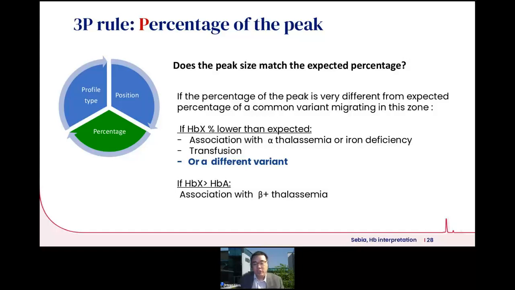So the last consideration in the 3P rule would be the percentage of the peak. Right? If the variant percentage is lower than expected, it's important for you to consider that maybe the condition is associated with alpha thalassemia or iron deficiency. Or it could potentially be an underlying transfusion that is missed out. Right? Or it could be a different variant. All right. So if the beta variant is greater than hemoglobin A, it's important for you to consider that it's possibly a beta thalassemia that's underlying as well.